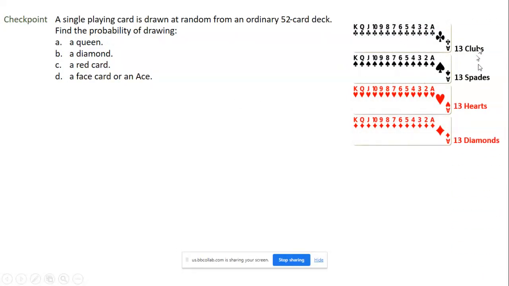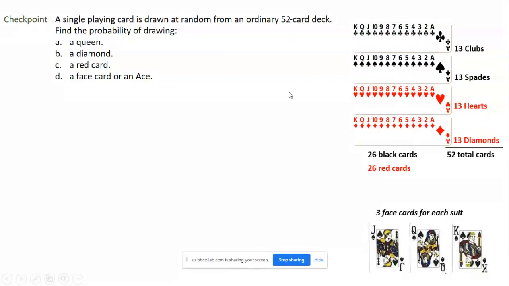We have the four suits: the clubs, spades, hearts, and diamonds. The clubs and spades are black. The hearts and diamonds are red. Okay. So there's 52 cards, 26 black cards, 26 red cards. Okay, the three face cards are the Jack, Queen, and King. Here's a picture of the Queen, right?